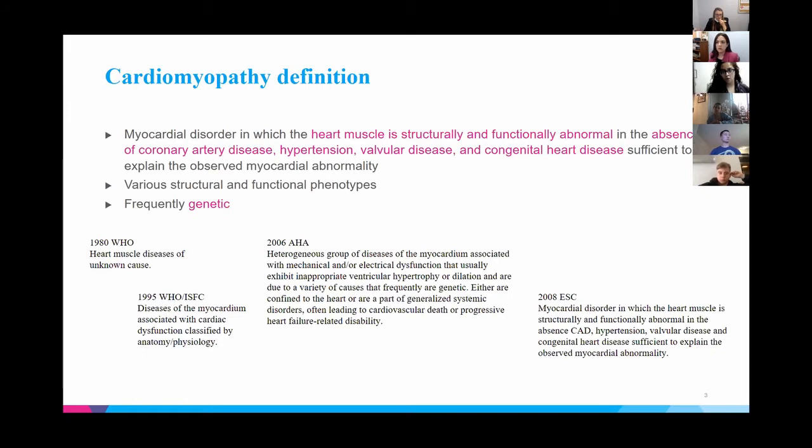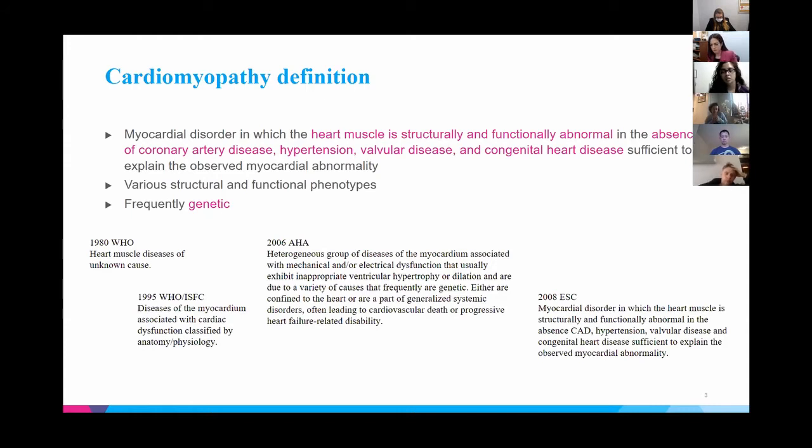So the definition of cardiomyopathy. This definition has changed throughout the years, and it started off in 1980, defined by the WHO as a heart muscle disease of unknown cause. And currently, the most recent definition that we will focus on is the myocardial disorder in which the heart muscle is structurally and functionally abnormal in the absence of coronary artery disease, hypertension, valvular disease, and congenital heart disease, sufficient to explain the observed abnormality. And there's various structural and functional phenotypes, and this is frequently genetic.